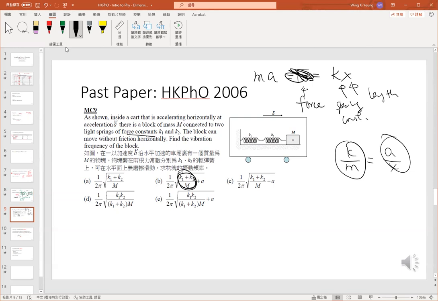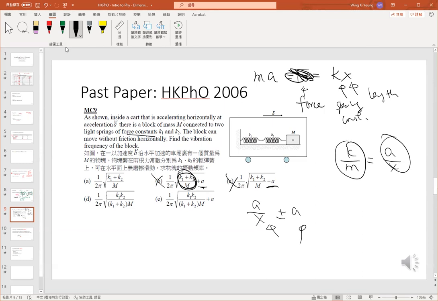But you can look at the choices. It is (k1 plus k2) over m plus a, or minus a here. So can you do the addition or the subtraction of a over x with a? You can't, because they don't have the same dimension. Then you can eliminate choices B and C. So good.